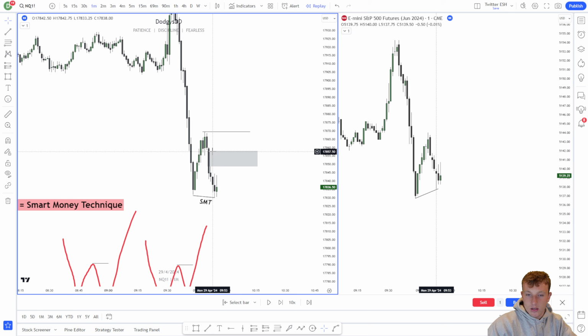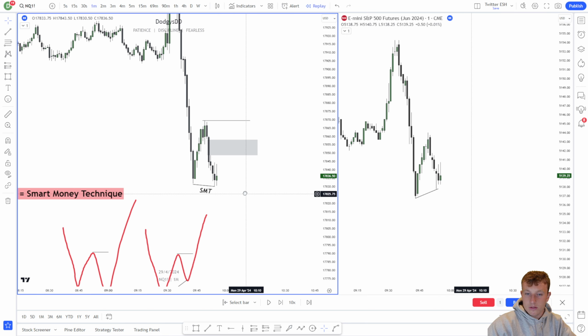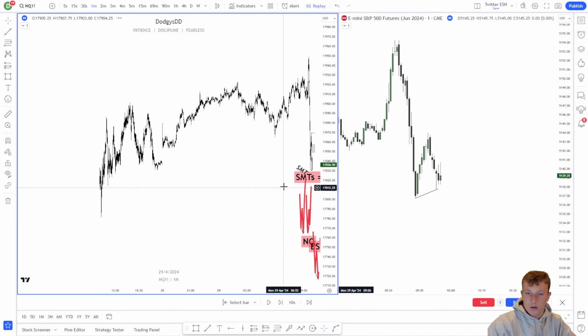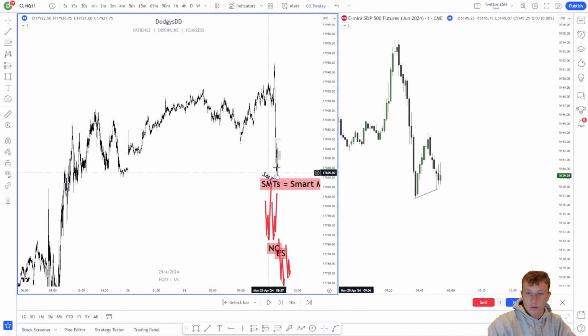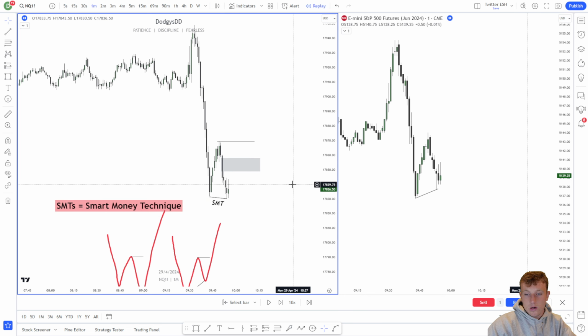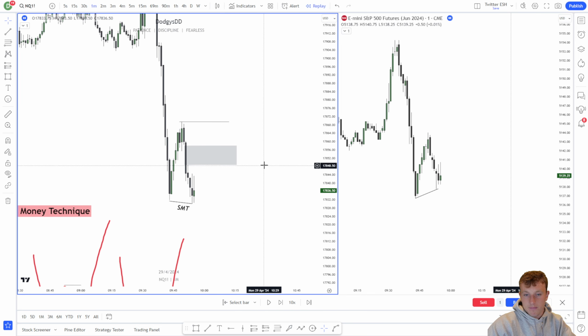And once that gets closed above, I'm going to long because, one, we have my entry model, the bearish fair value gap gets broken. Two, my other confluence would be we're at an SMT. And three, we're really low, we're in discount, we swept a lot of lows up here, and it would make sense to take a long here. So we kind of have three different confluences here.